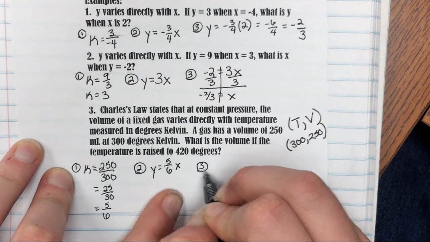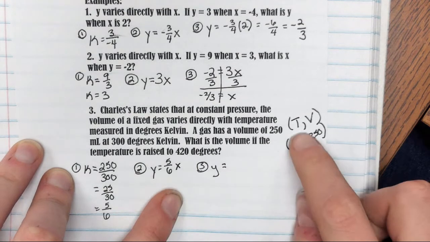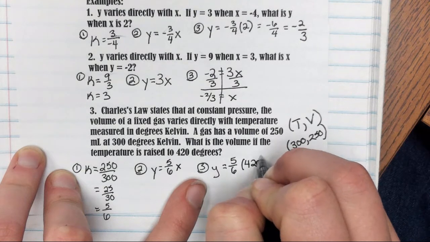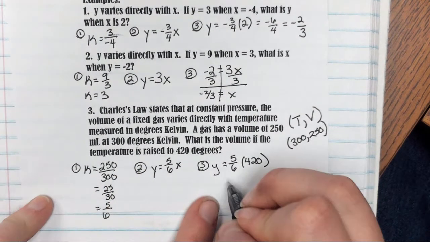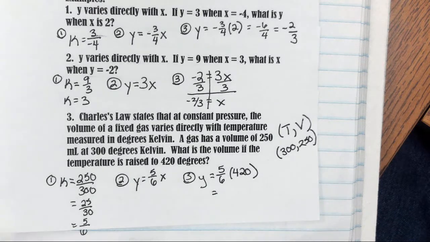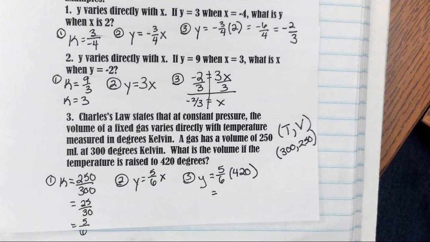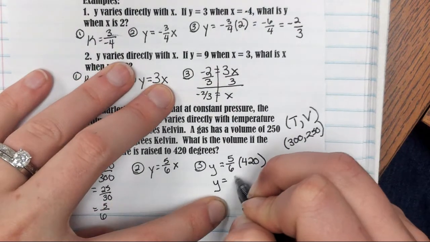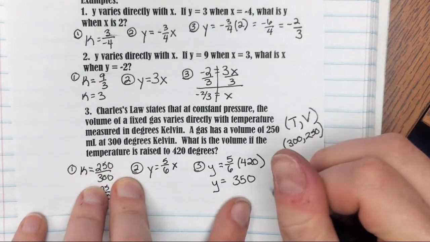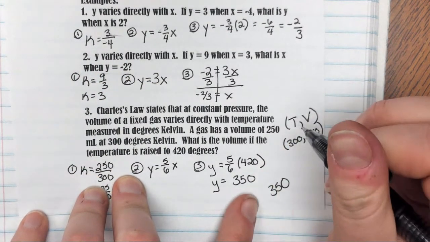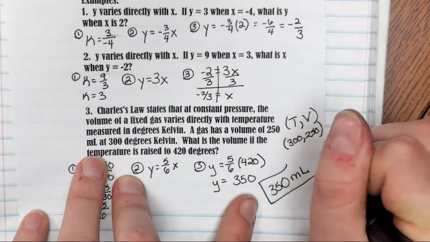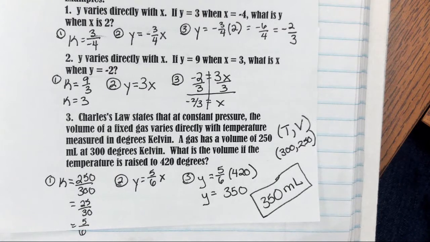So I want to know what y is when the temperature, or x, is 420. So I would have 5/6 times 420. So I would simply multiply those two things together and then end up with y is equal to 350. So my volume is 350 milliliters of gas. Little high school chemistry for you related to 7th grade math.